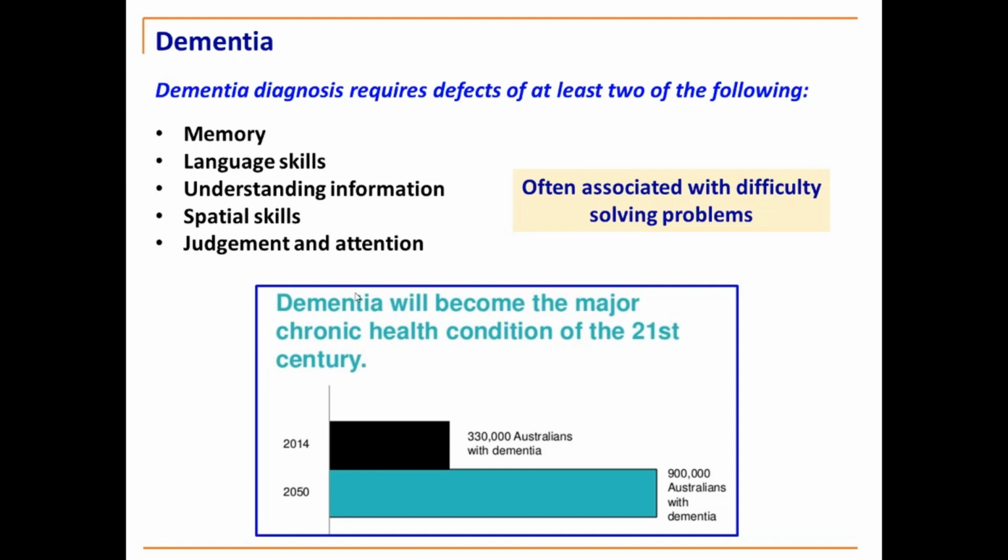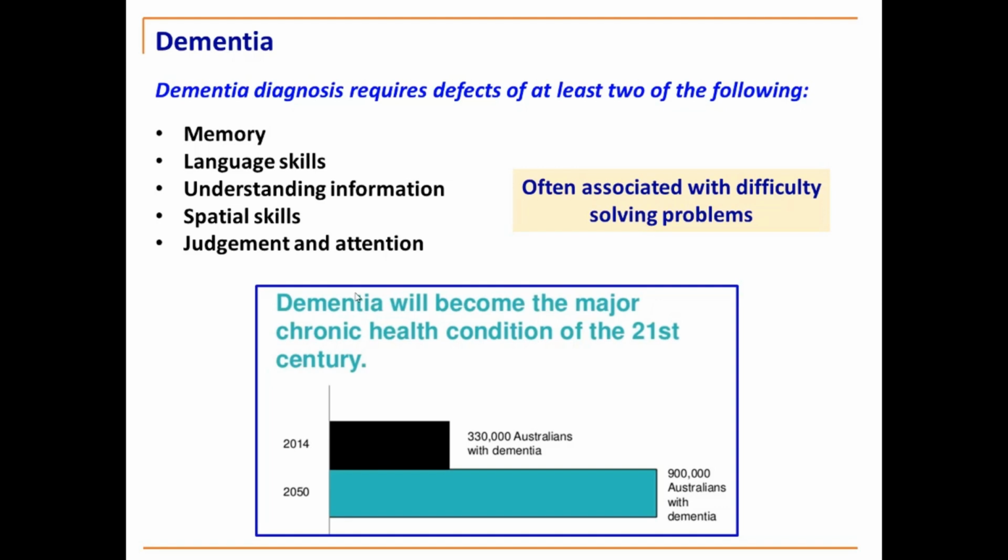So dementia will become what is thought one of the major chronic health conditions of the 21st century. If we're looking at Australian numbers as they currently stand, in 2014, there are about 330,000 Australians with dementia, out of about 50 million people with dementia worldwide. And it's predicted by 2050, there'll be around about 900,000 Australians with dementia.